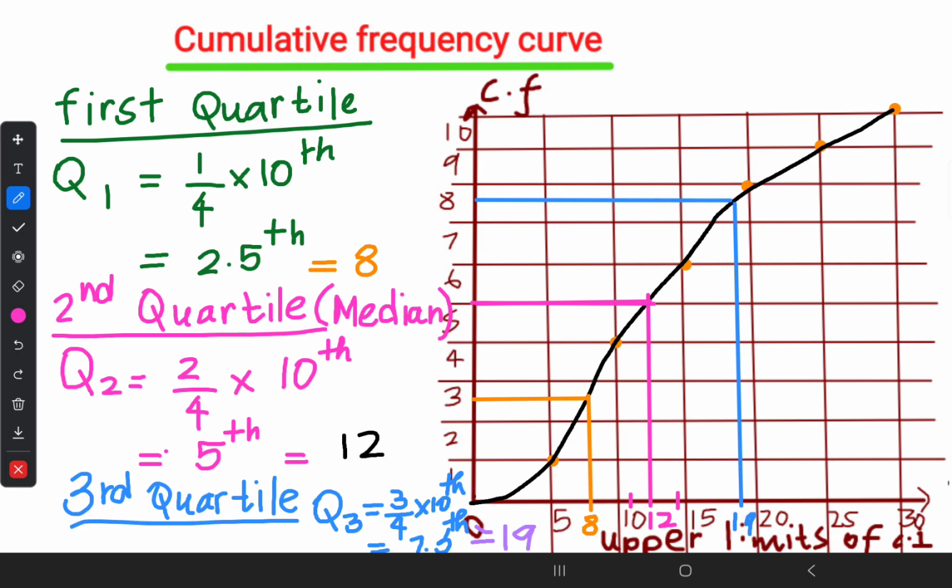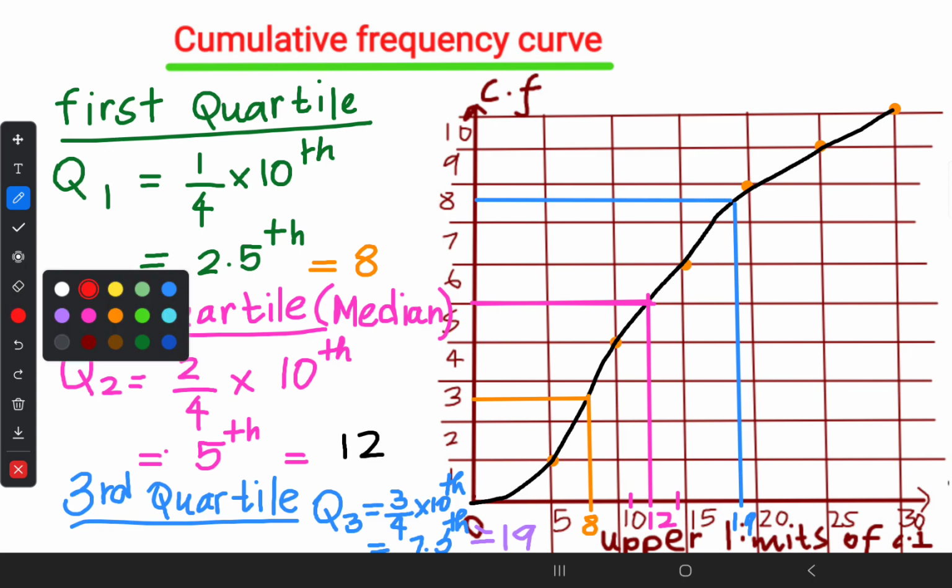Third quartile, Q3, 3/4 of total cumulative frequency. So that will give you the 7.5th location. Across 7.5th, draw a straight line, and where it is sliced, produce a vertical line to identify the exact location where it cuts our upper limit of class intervals axis, that is 19.